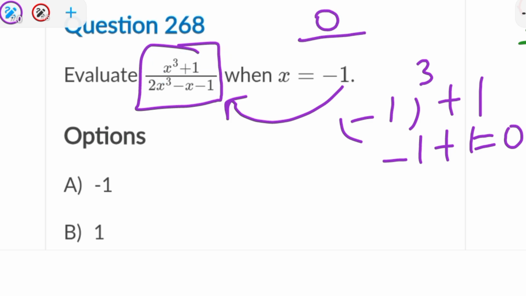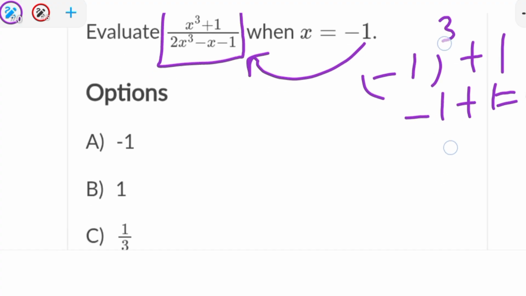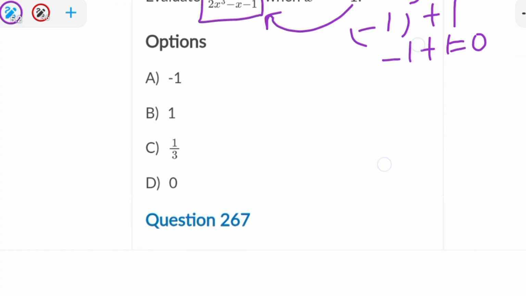So at the numerator we're going to get 0 over something. In short, after getting 0 like this, don't solve it again, because the answer will be 0. 0 over any number that is not 0 will give you 0 as the answer. So don't bother yourself, just look for the option if there is 0 there. Yes, there is 0 there, so this is the answer. Don't waste too much time.